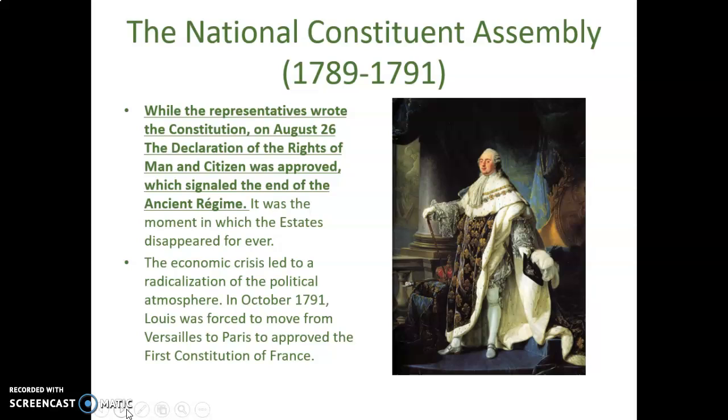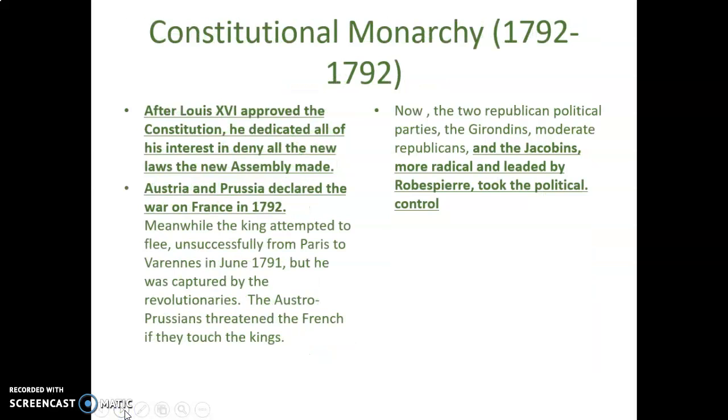The economic crisis led to a radicalization of the political atmosphere. In October of 1791, Louis XVI was forced to move from his home in Versailles to Paris to approve the first Constitution of France. And when he leaves his palace in Versailles, he'll never return to his home. He'll be in Paris, which is 5 miles away, but he never went back.